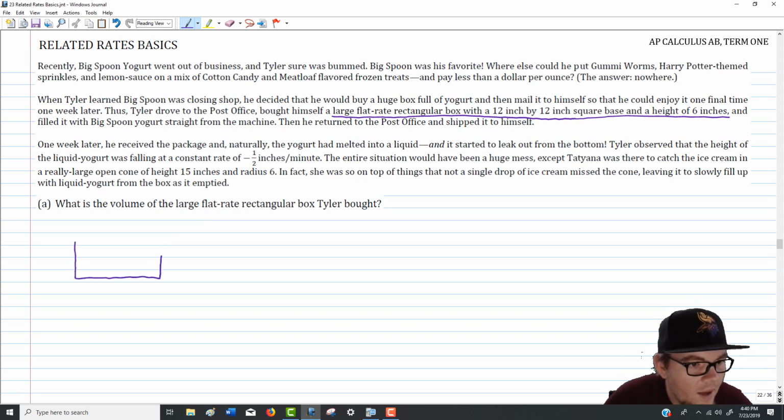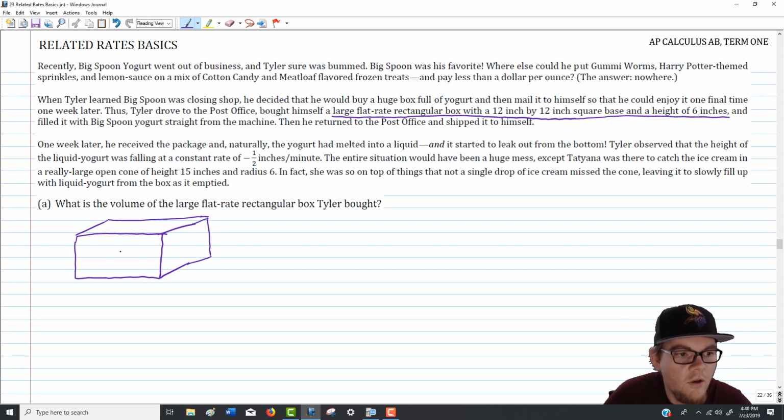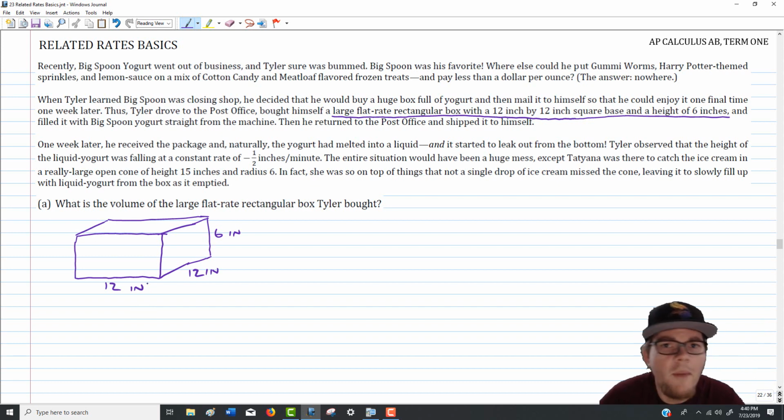Well, if I draw out what that box might look like, give or take a few post office logos and insignias, the box is going to look something like this. So there's the box. He's going to fill it with yogurt. I don't know how to draw yogurt, except it's going to be filled with the liquid yogurt the entire time. It says it's a 12 by 12 with height 6, all measured in inches, which is a fairly reasonable, and I think authentic, box size that you can purchase. So it's basically 1 foot by 1 foot by half a foot, and he filled it with Big Spoon yogurt.